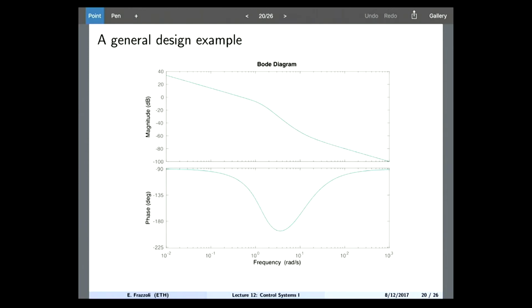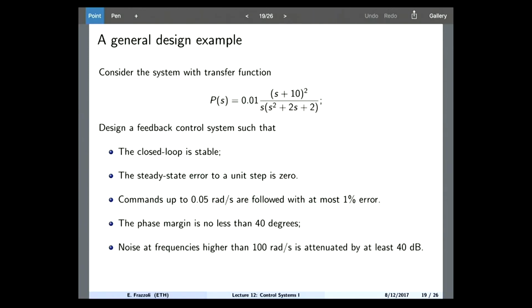First of all, this is one of those examples where the open loop is actually stable and minimum phase, meaning that it's okay to use Bode and that's it. You don't have to worry about Nyquist, you don't have to worry about other things, okay? So let's just do Bode, okay? I want the steady state error to unit step to be 0. Do I need to add an integrator in my compensator? Yes or no?